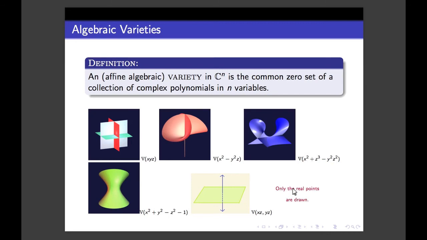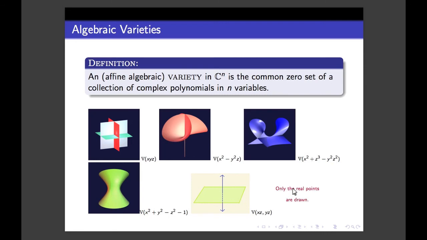This one's a little different. It's also in C3, but of course I'm only drawing the real points. I'm drawing it as if it's in R3. And it's given by two polynomials. So this is the vanishing set where both xz and yz vanish. So how can you have a point where both xz and yz vanish?